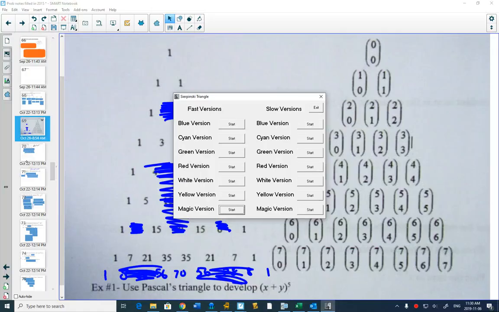Magic version? Ooh. Okay. What's happened with this program? A computer science student made this for me. There's a slow version, and while it's slowly going, I'll describe what's happening.